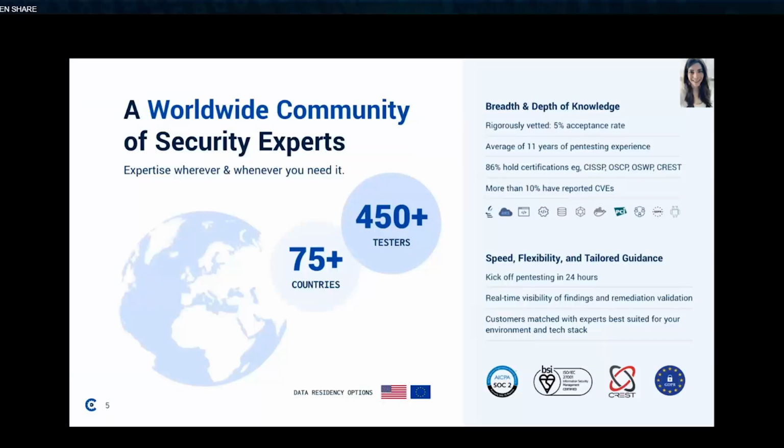And we have a fairly rigorous vetting process where we have practical examinations, where we have interviews, where we have mock pen tests, in order to ensure that we really keep that quality up into the level that our customers expect.